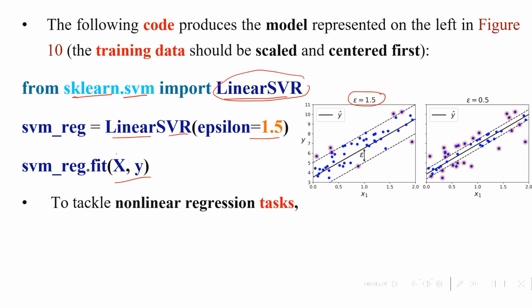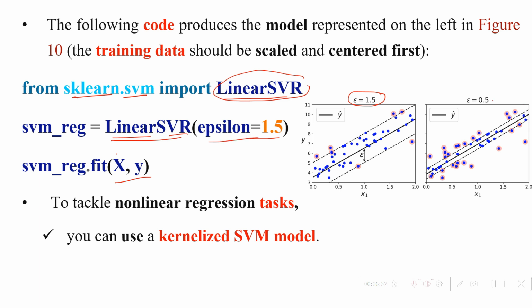Now, to tackle the nonlinear regression task, we are using the kernelized SVM model. But for the linear model, we are simply using the LinearSVR with epsilon equal to 1.5 or epsilon equal to 0.5. This is for the small margin and this is for the high margin. For this one, we have more instances present between the two support vectors. Here, fewer instances are present between these two support vectors.